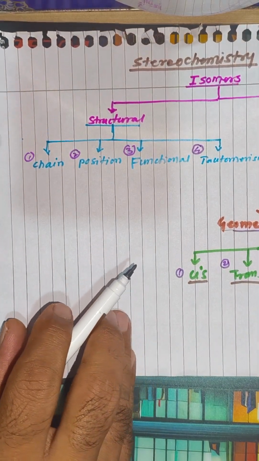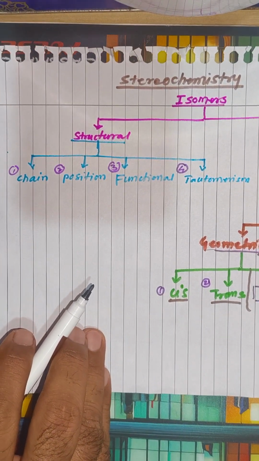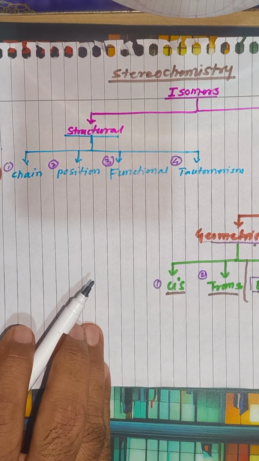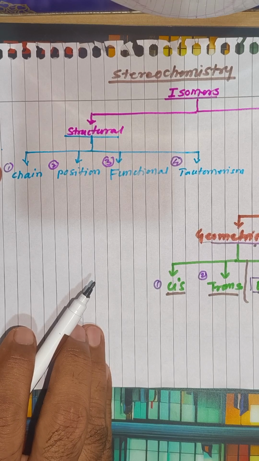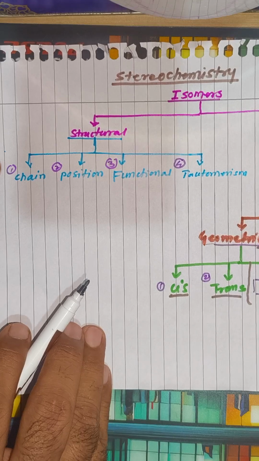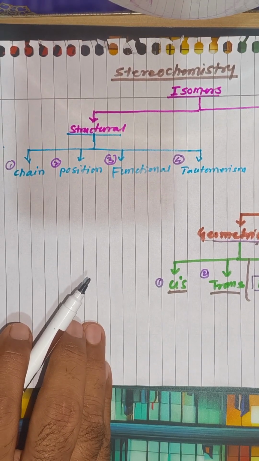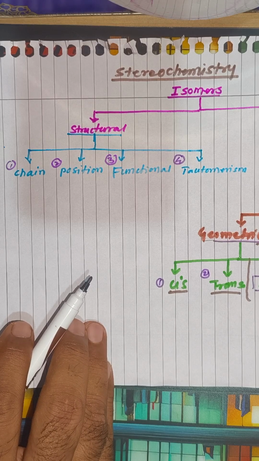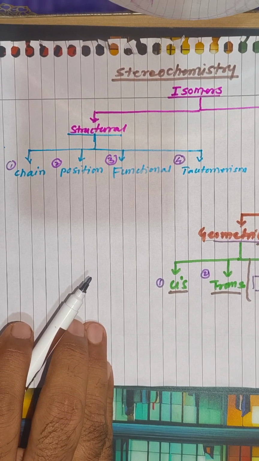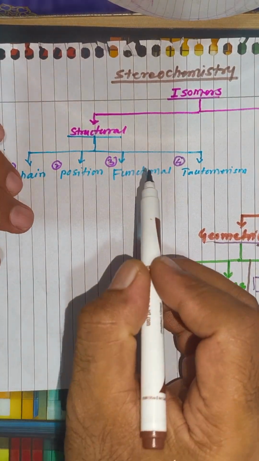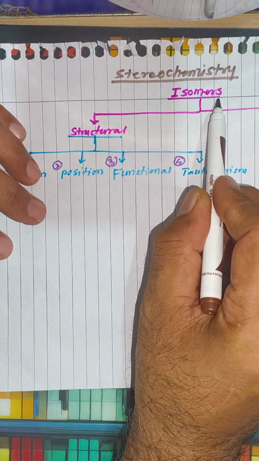Hello students, today we are talking about stereochemistry. Stereochemistry is a branch of chemistry which deals with the arrangement of atoms in molecules. Organic compounds have one important characteristic: they show isomerism. So what are isomers? Compounds having the same molecular formula but different structures.